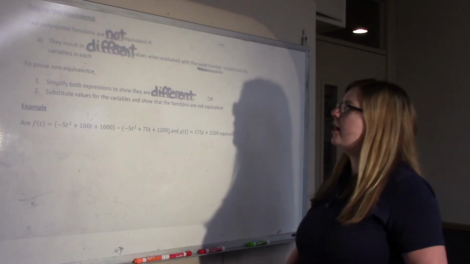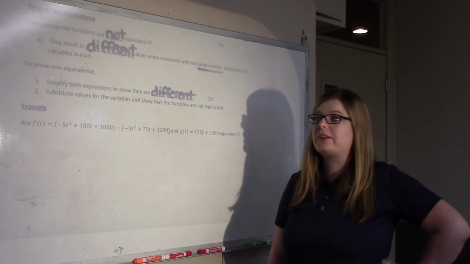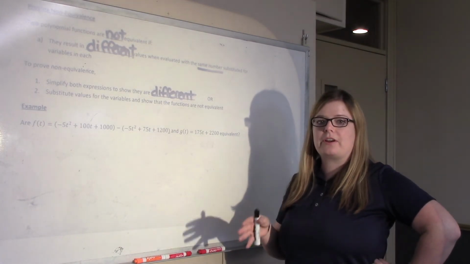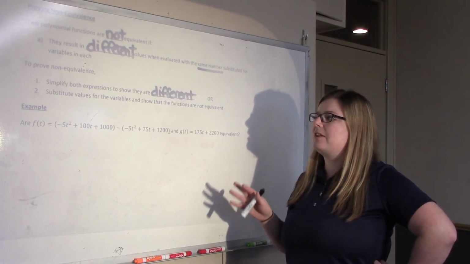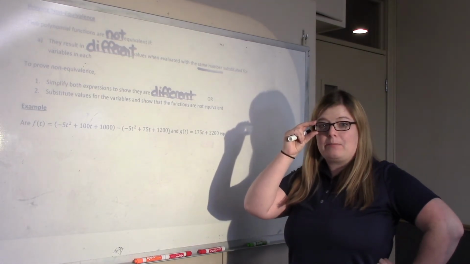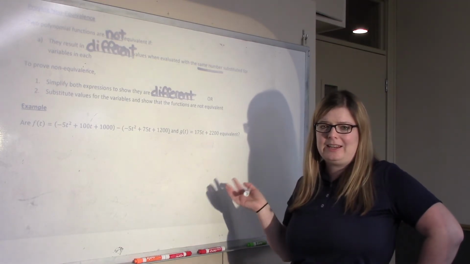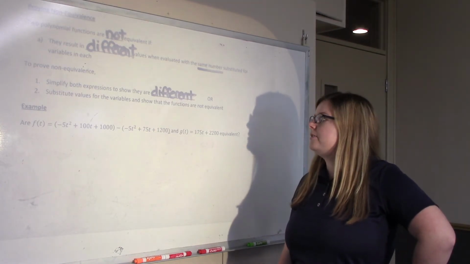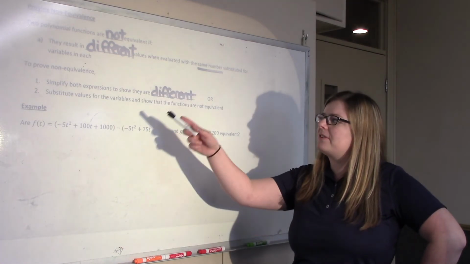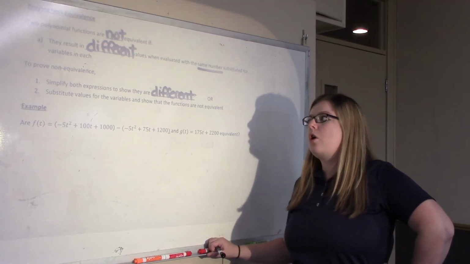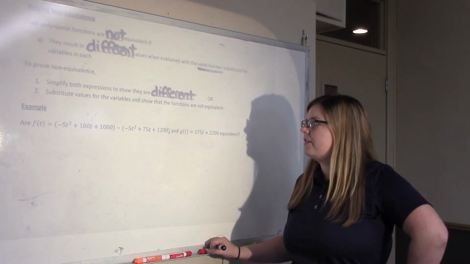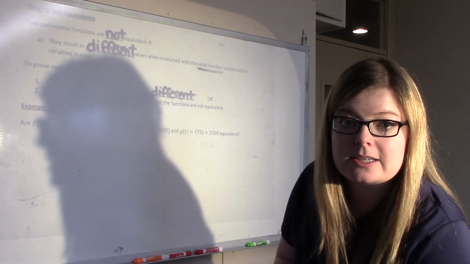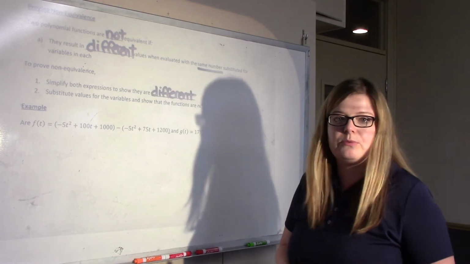so two polynomials are not equivalent if they result in different values when evaluated with the same number being substituted for variables in each. So that's the key. You have to put in the same number on both sides. And if you put in the same number and you get a different result in the two expressions or functions, then obviously they're not equivalent. That makes sense. So to prove this, either you have to simplify both expressions to show they're different, or you can just put in values that show that the functions are not equivalent. So both of these methods have merit. You want to just kind of take a look at the problem and see which one is the simpler thing to do.